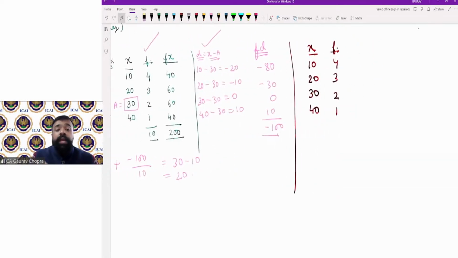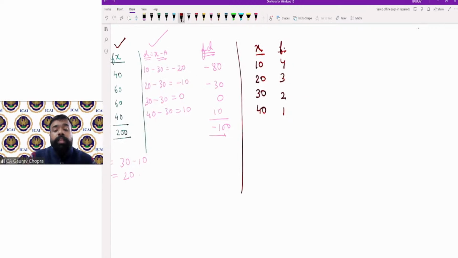Now, पहले हमने क्या किया था? fx calculate किया. Now you have to calculate fx on your calculator itself. Okay. Now how do we calculate? Take your calculator and type 10 multiplied by 4 equal to m plus.